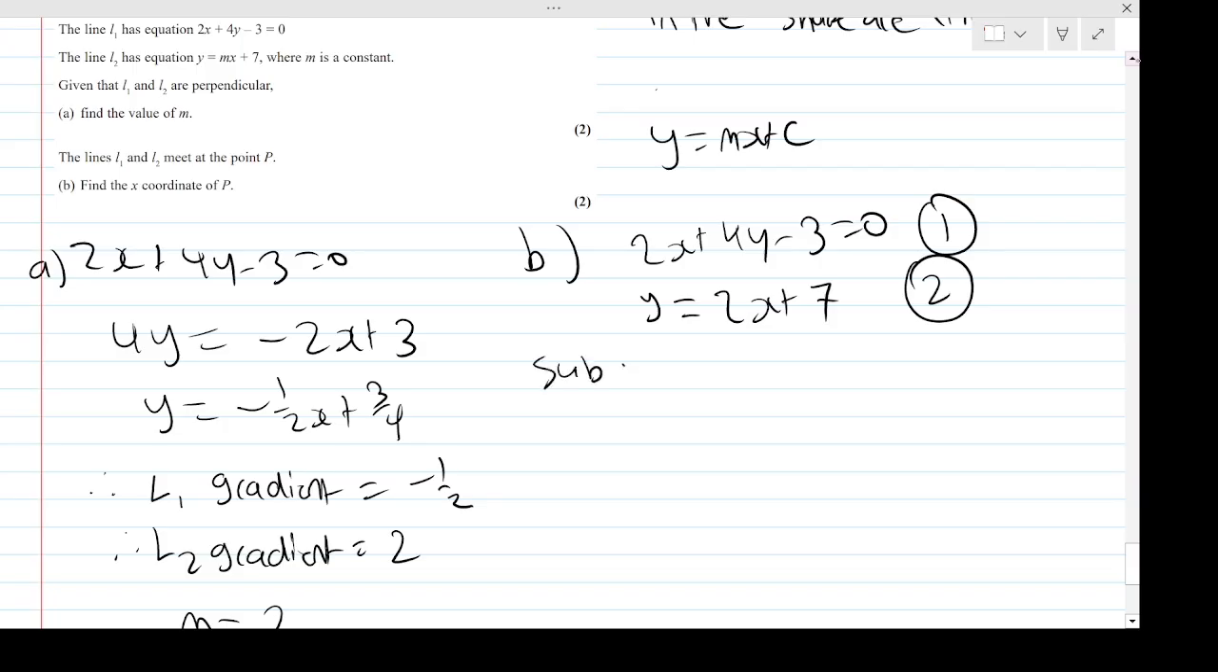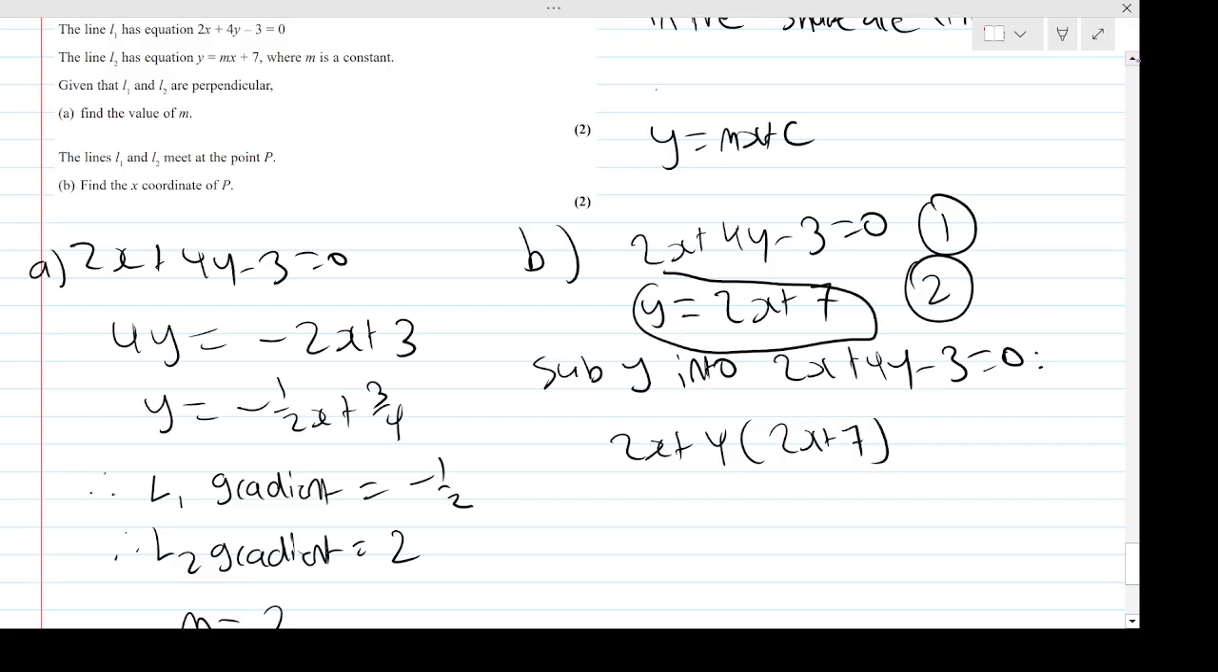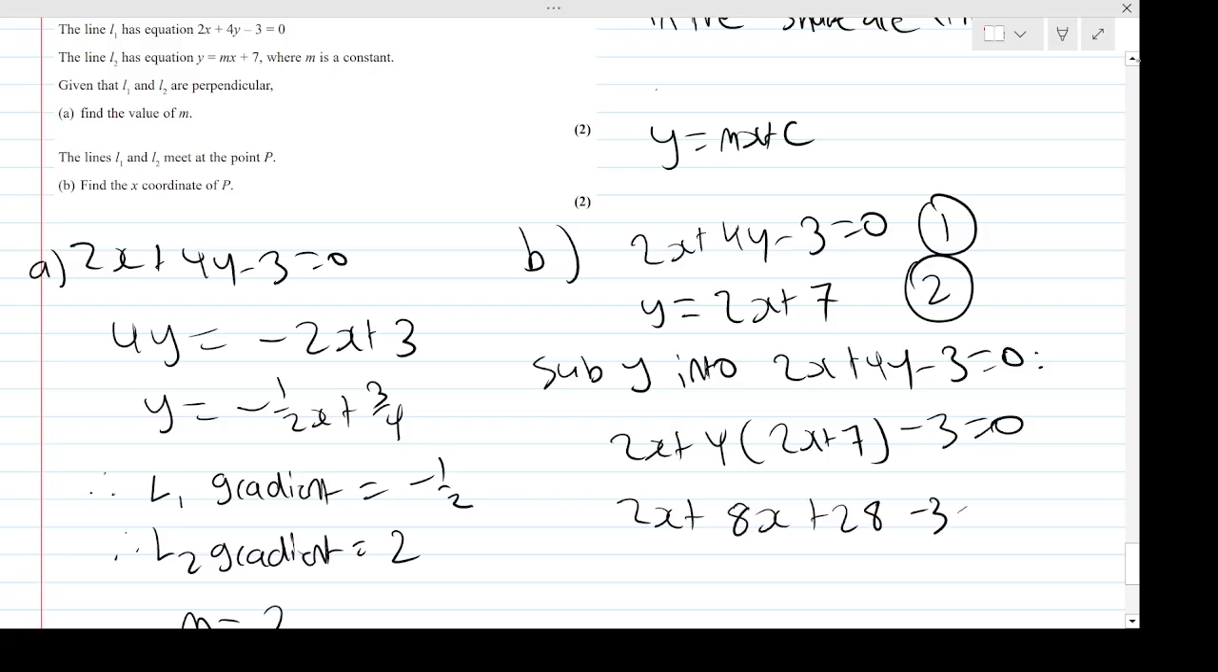So that means I'm going to sub y into 2x plus 4y minus 3 is equal to 0. So I'm going to substitute one equation of the one line into the other. So that means then 2x plus 4y, well, y is now 2x plus 7, which is again there. Then I get minus 3 is equal to 0. That means then 2x plus 4 times 2x is 8x. Then 4 times 7 is plus 28 minus 3 equals 0. Then 10x plus 28 minus 3 is plus 25 equals 0.